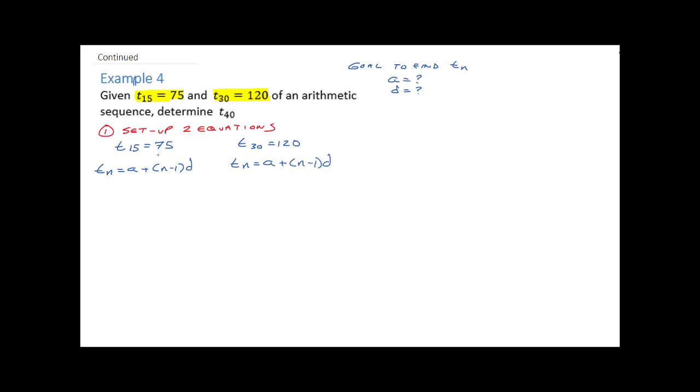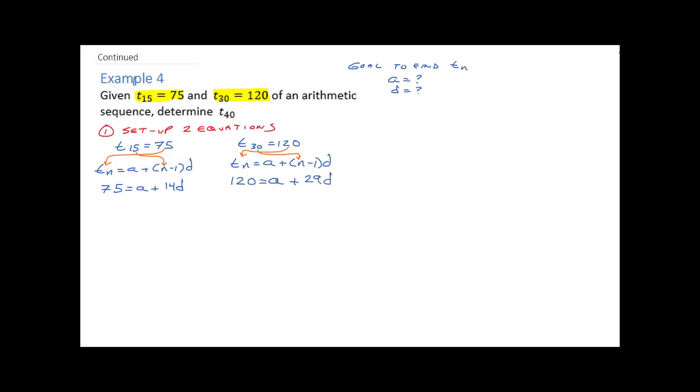So what do we know? If I replace the n with 15, the term is 75. And if I replace the n with 30, the term is 120. So we can sub in what we know into this equation. I know 75 equals A plus 15 minus 1. I'm just going to subtract that right away: 15 minus 1 is 14, times D. And 120 equals A, which we don't know, plus 30 minus 1, which is 29, times D.